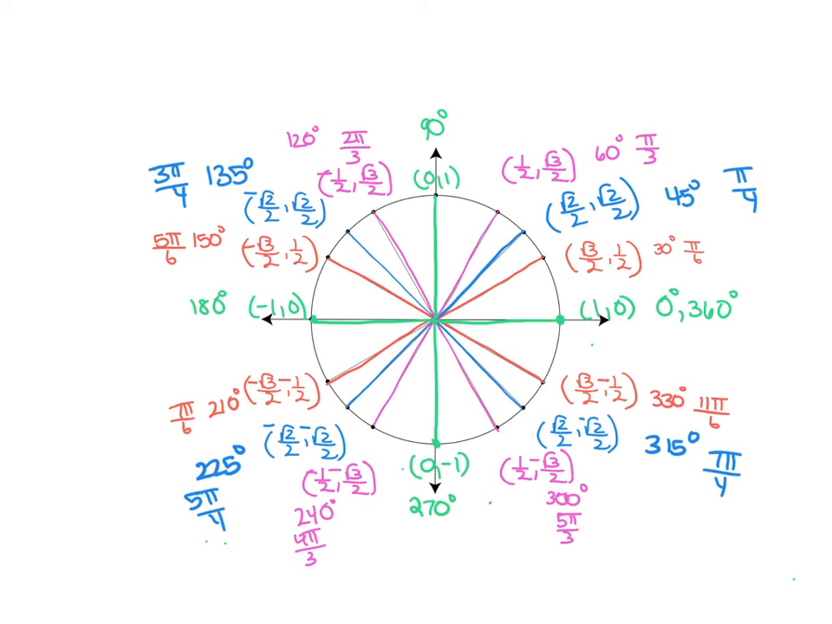Notice I always have degree symbols too, guys. Don't forget that. In terms of radians, this was 0. This was pi halves. This was pi. This was 3 pi halves. And then we ended with 2 pi. This picture right here is your final product of your unit circle.